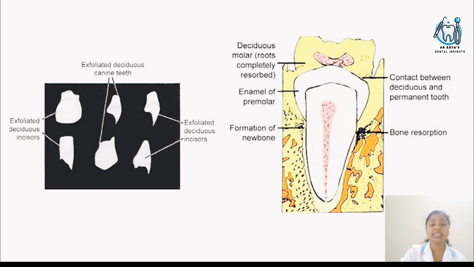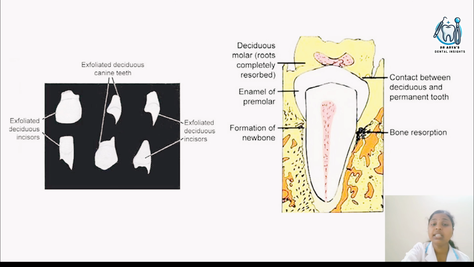And here these are the exfoliated deciduous canine teeth, and these are the exfoliated deciduous incisors. Exfoliation occurs after 2 to 3 years, once the root is completely formed. The root begins to dissolve, resorbing at its apical end and continuing in the coronal direction. The follicles of the developing incisors and canines are in a position lingual to the deciduous roots, hence the resorption takes place in the apical and lingual direction.